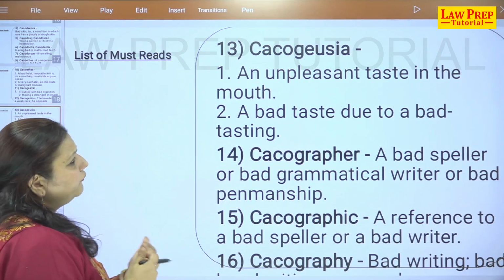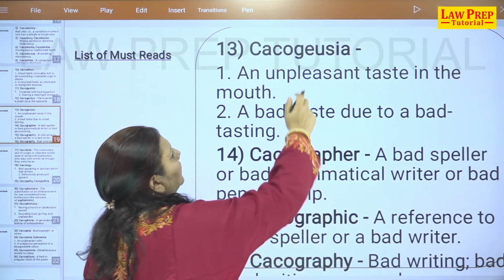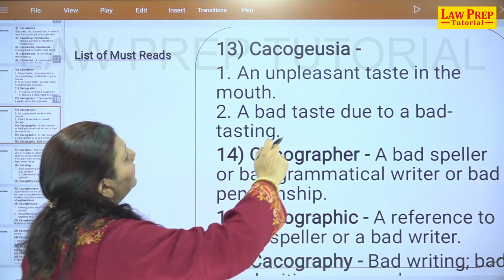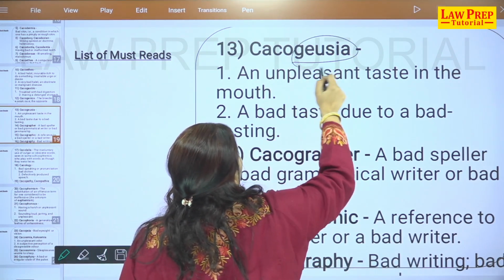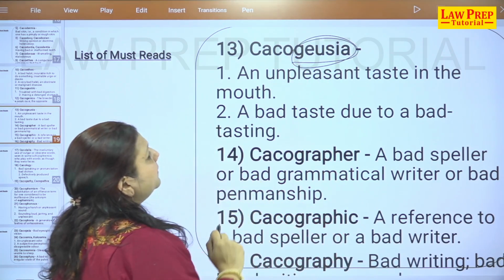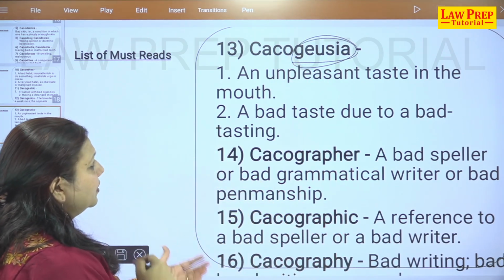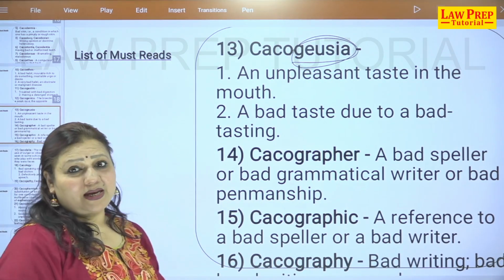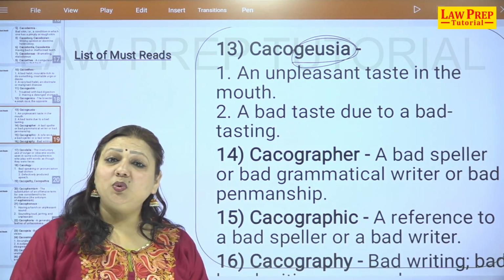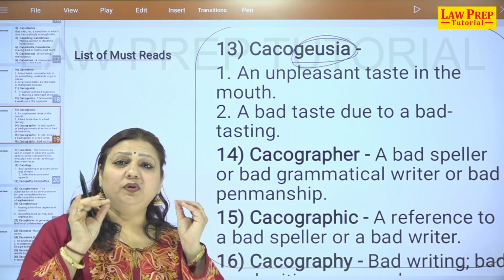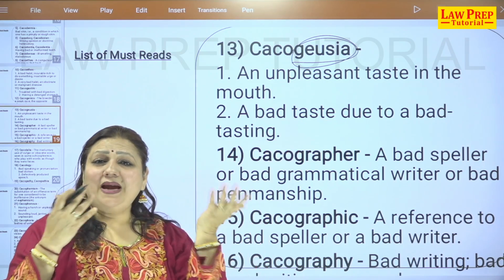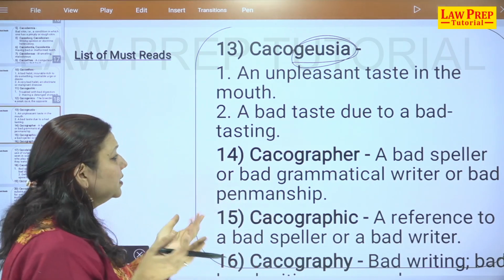The more of the scientific words, and you can get across those words very often, very easily. Cacogeusia. Geusia is the pleasant taste. So cacogeusia is the unpleasant taste, taste which is bad. Now taste is not only related to eating. The book that I read was cacogeusia, means it brought a bad taste in my mouth, right?